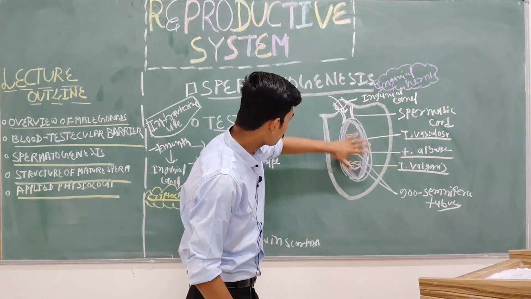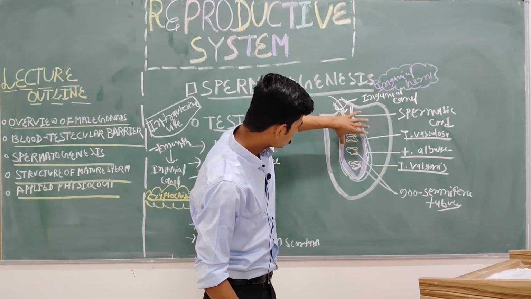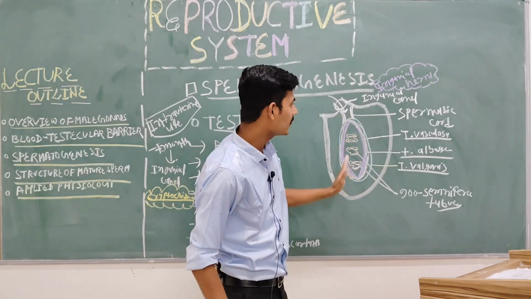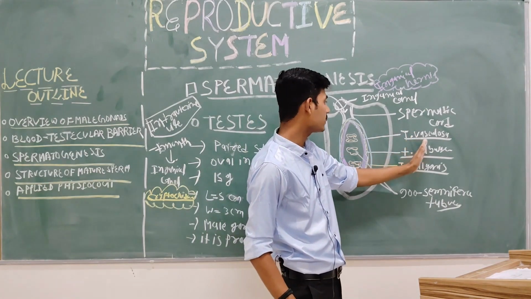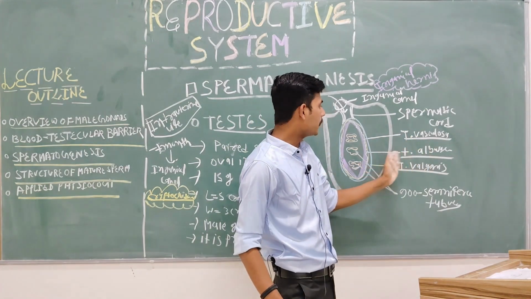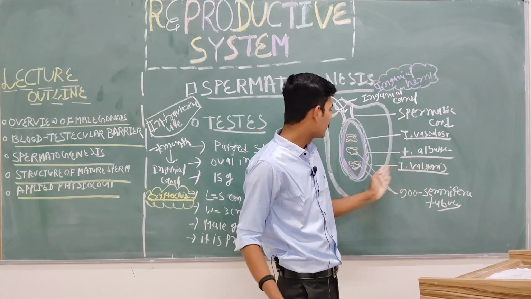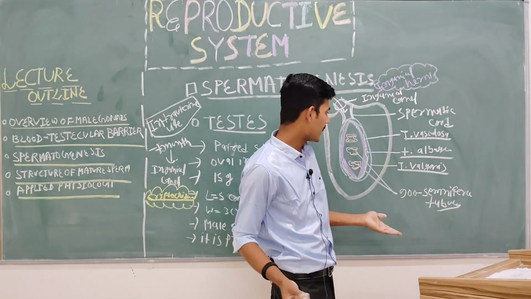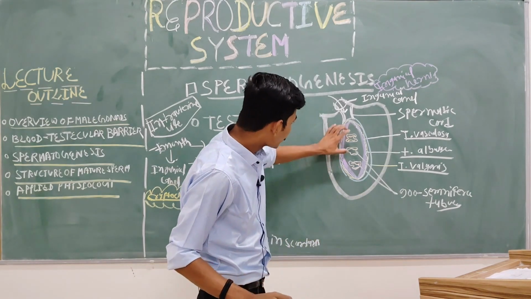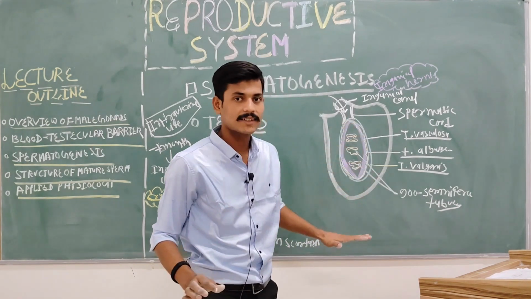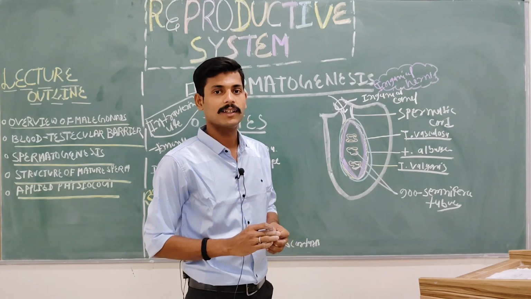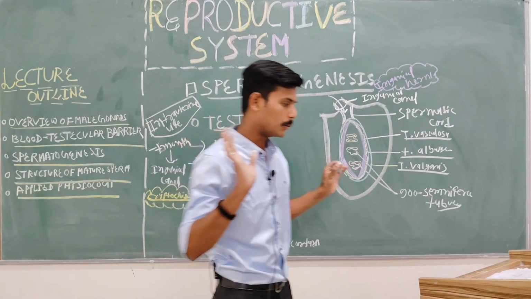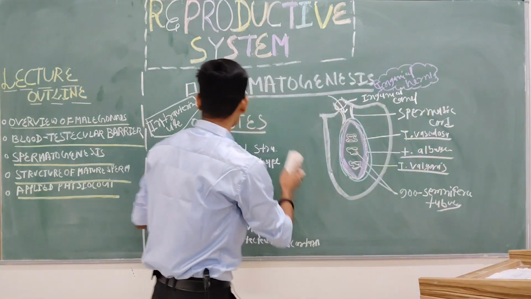Now see the structure. This is situated in the scrotum and protected by 3 layers. The innermost layer is called the tunica vasculosa, the middle layer is the tunica albuginea, and the outermost layer is the tunica vulgaris. Understood? Now inside the testis there are tubules, and those tubules are called the seminiferous tubules. Understood? Till here do you have any doubt?